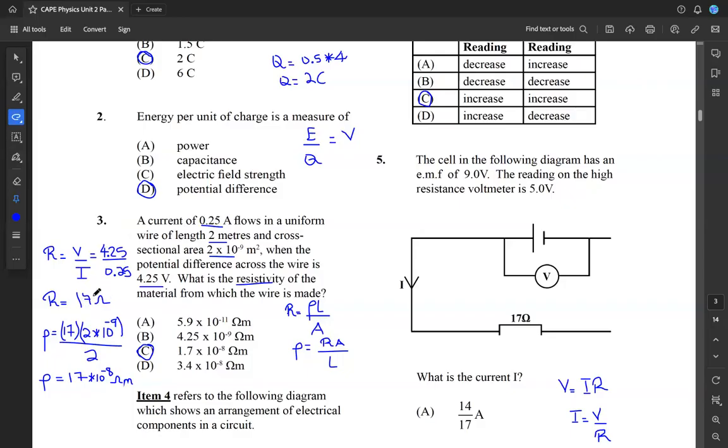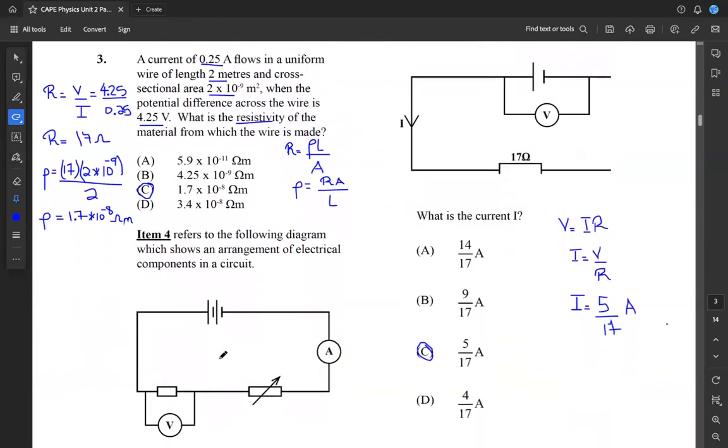And then all we have to do now is plug in for R is equal to 17. We know our cross-sectional area was 2 times 10 to the negative 9, and then divide that through by the length of the wire, which is 2 meters. And so when we do that, we come up with our resistivity being 1.7 times 10 to the negative 8 ohm meter. So remember, the unit of resistivity is ohm meter. So that's what we get here when we do that, okay? So we just selected C. C is our answer in this case.